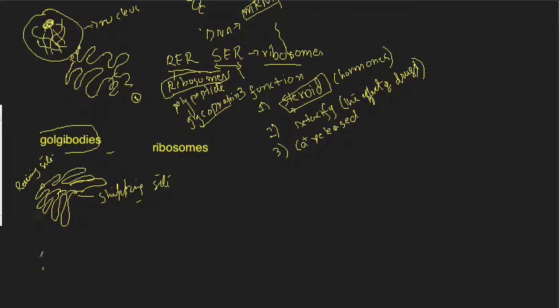Basically it's a manufacturing place where all the proteins come and get wrapped around. It's like a package, and they are sent to different parts of the cell, even outside of the cell, to perform their functions.